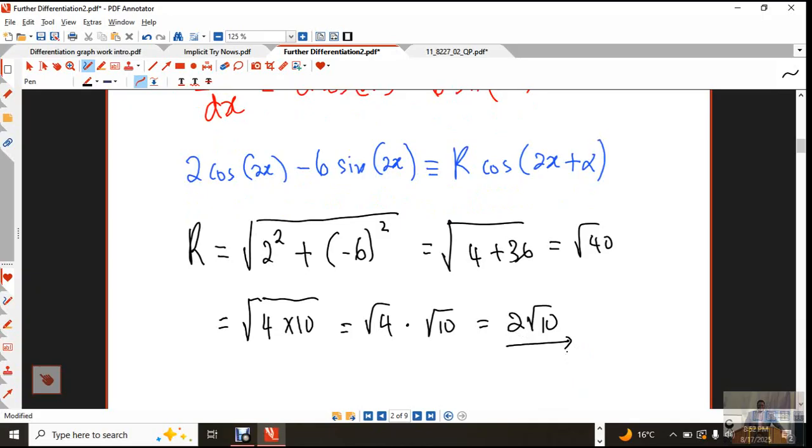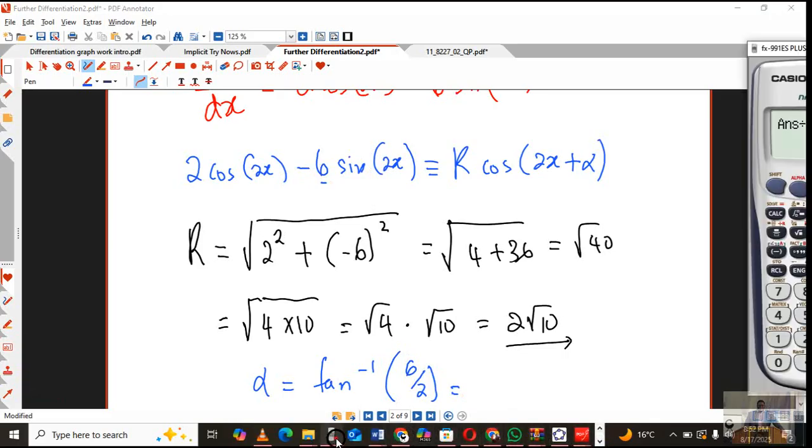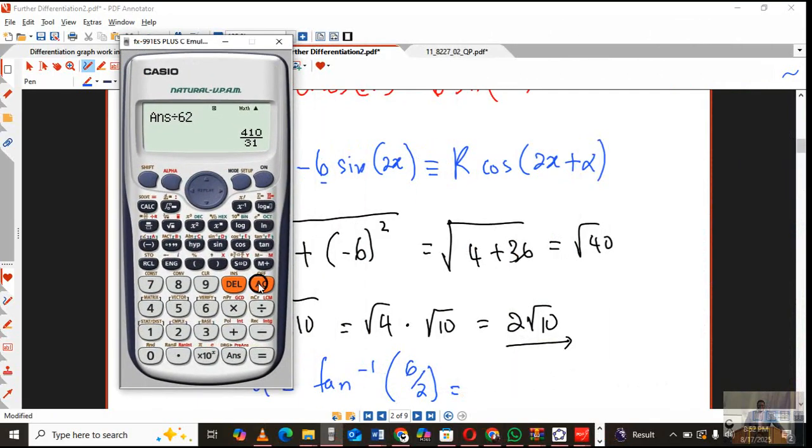Another thing that we need is to find alpha. Hopefully you still remember that alpha will be the inverse tangent of 6 over 2, which is just 3. We can grab a calculator, and it's very important here that you notice that we are working with radians, so you should definitely change your calculator to radian mode. So the inverse tangent of 6 divided by 2, that's just 3.